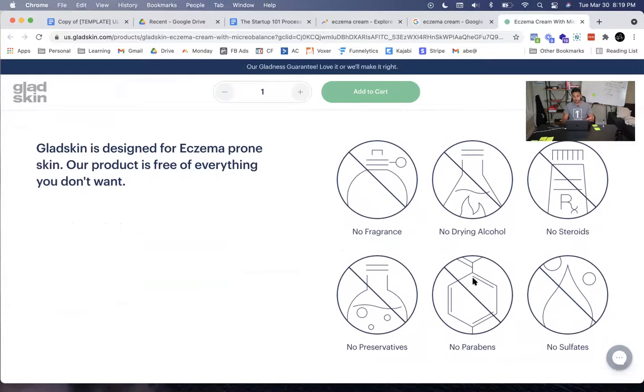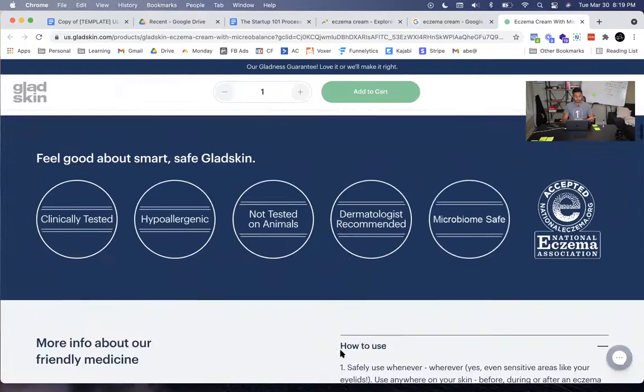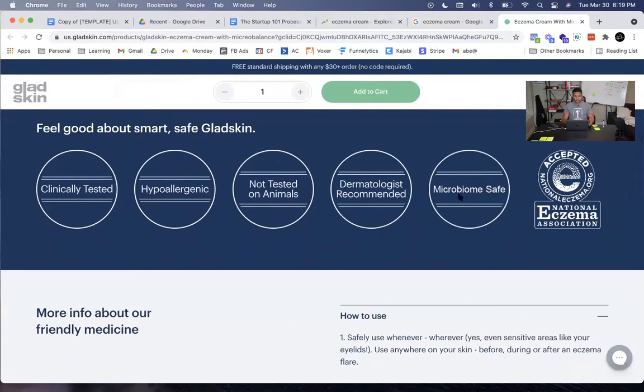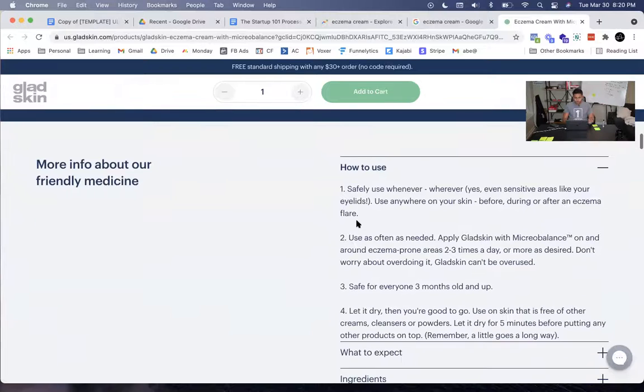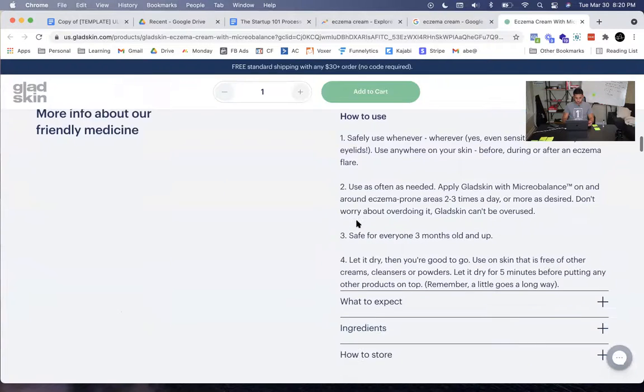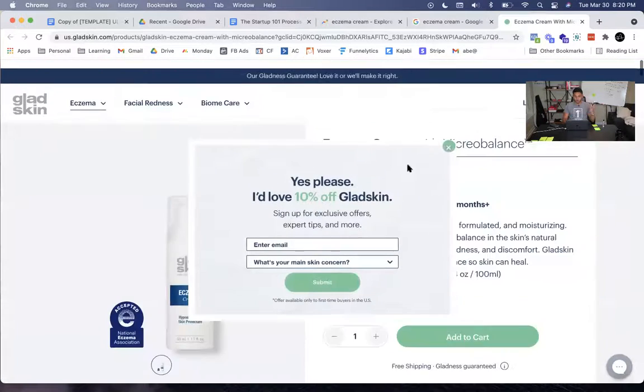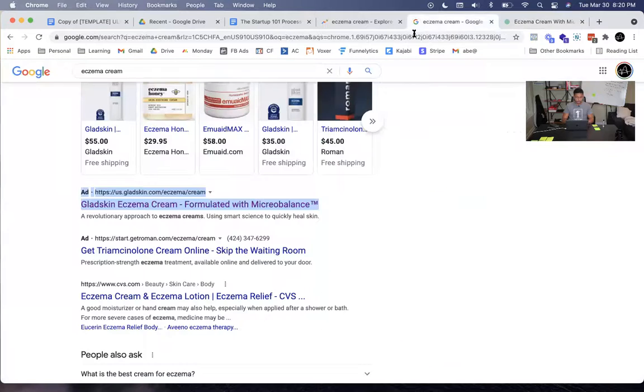No fragrance, no alcohol, no steroids, no preservatives. They're talking about dermatologist recommended, not tested on animals, hypoallergenic, clinically tested. You've got all these benefits, right? So look at how people are selling. This is just one example. Let's go to another example.